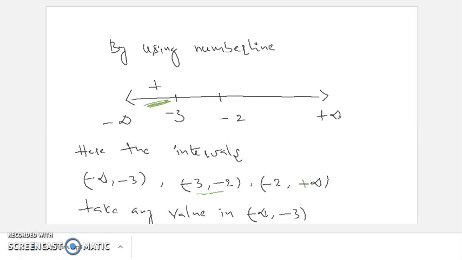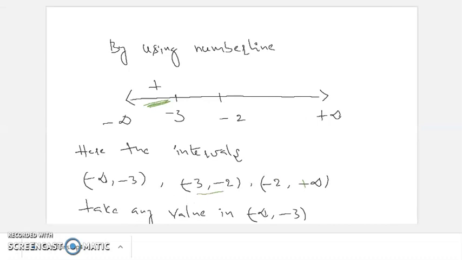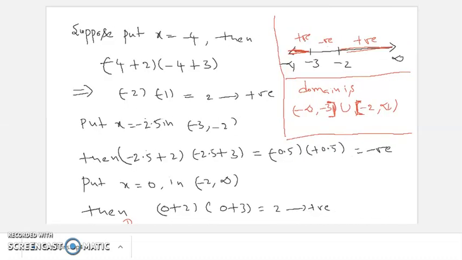Okay, so if you take any value in any interval randomly, here in the first interval, if we put the value minus 4, all of you know minus 4 lies in the first interval minus infinity to minus 3. That's why minus 4 is put in the inequality. So minus 4 plus 2 into minus 4 plus 3. So minus 2 into minus 1. So negative into negative is positive. So in this interval, if we take any value, the expression is positive.